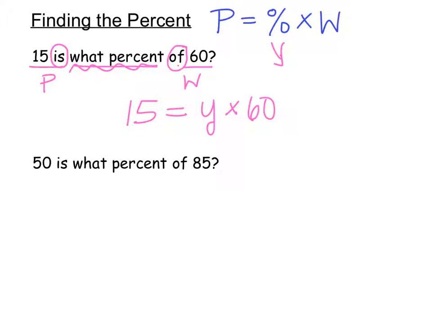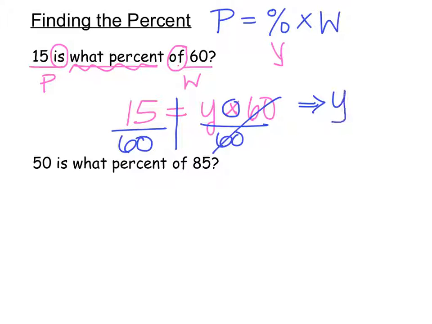And now notice we have a problem we need to solve. How do we undo multiplying? Well, we're going to divide. So I divide by 60 on both sides. And when we put this in a calculator, we get y equals 0.25. Now that's our percent piece.